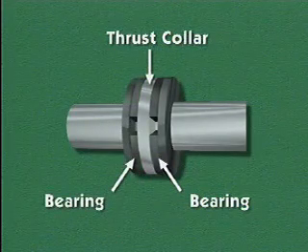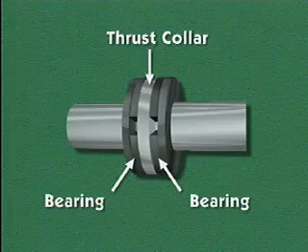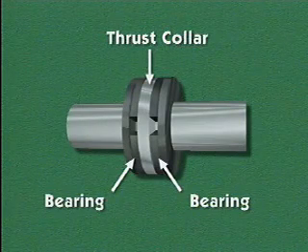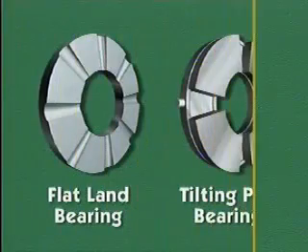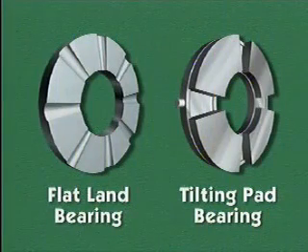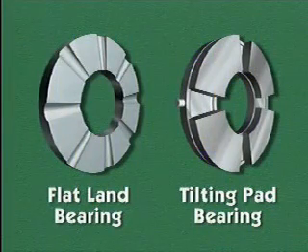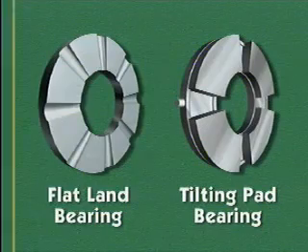Thrust bearings are often used in pairs, one on either side of a thrust collar, to handle axial loads that come from both directions along the shaft. There are two general types of thrust bearings: flat land bearings and tilting pad bearings.